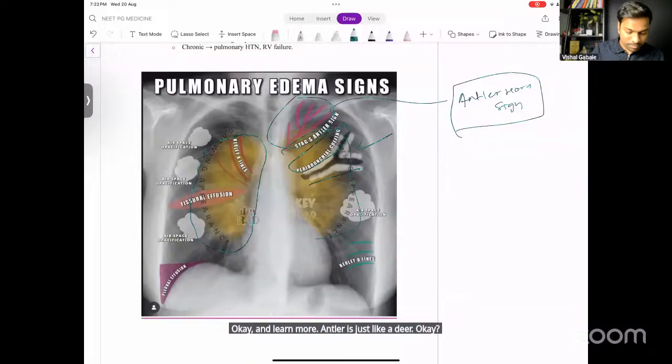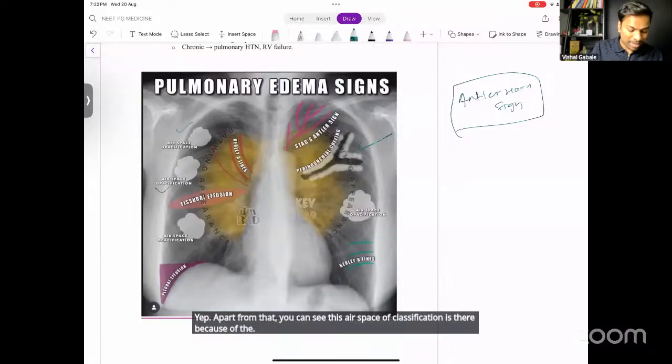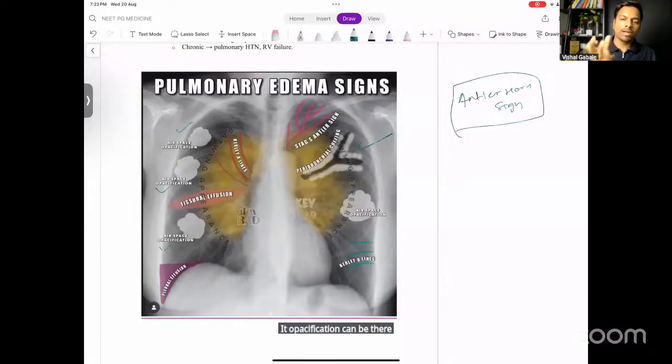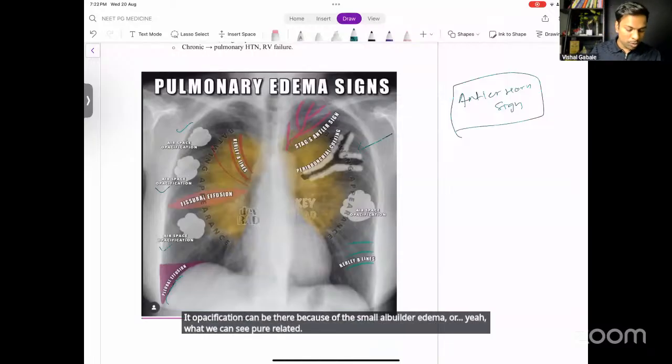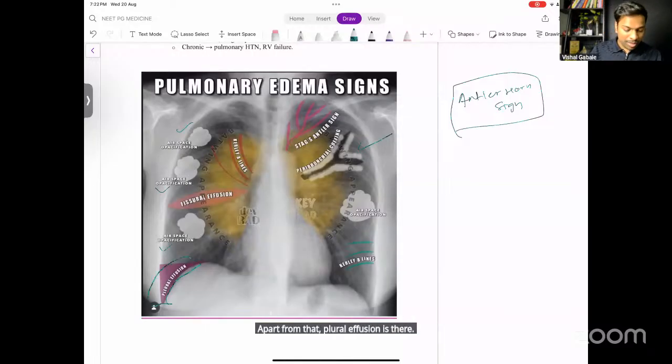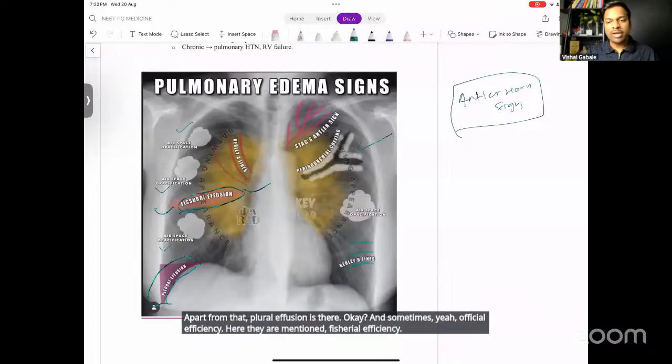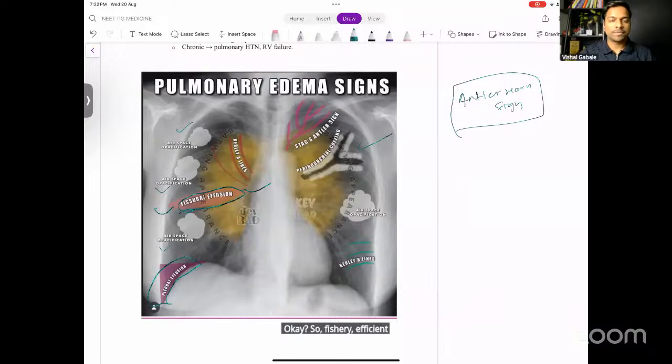Apart from that, you can see this airspace opacification, which can be there because of the alveolar edema. Apart from that, pleural effusion is there. Okay. And sometimes fissural effusion. Here they have mentioned fissural effusion. Okay. So fissural effusion can also be there. Okay. I hope you are getting this.